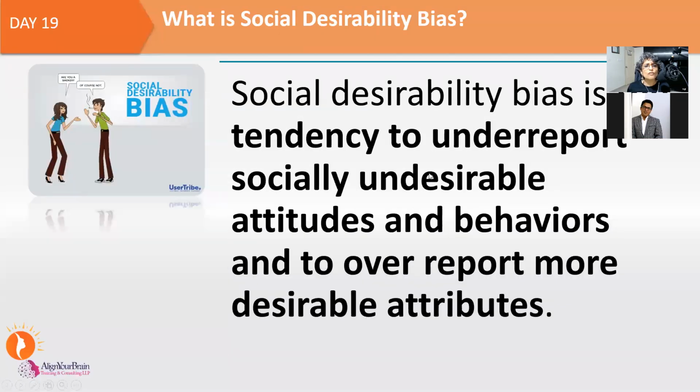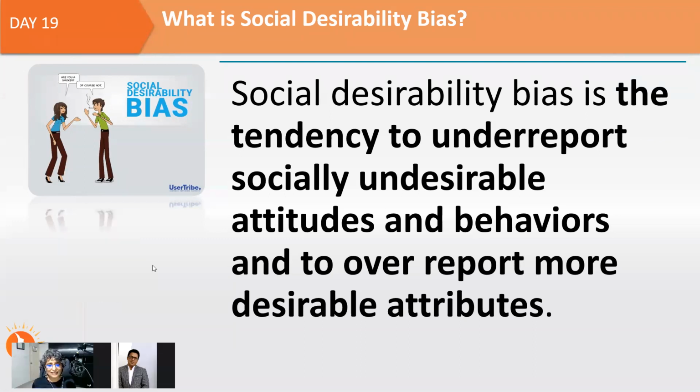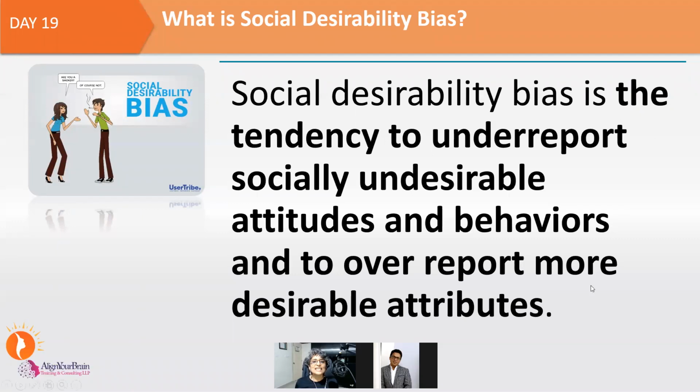So let me start off with what is social desirability bias. My God, what a term. So social desirability bias is the tendency to underreport socially undesirable attitudes and behaviors and to overreport more desirable attributes. You can see the picture out there.